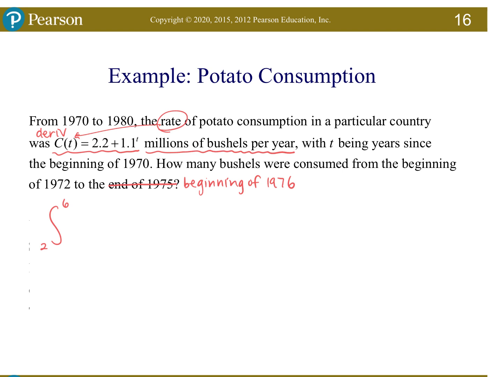Okay, keep going, Brandon. And then parentheses 2.2 plus 1.1 raised to T, parentheses, and then dt. Okay, great. So as soon as you have written your integral, then you're free to use whatever means necessary to solve that. So this would be another nice opportunity to use a Math 9. Okay, so 2.2 plus 1.1 raised to the power of x.